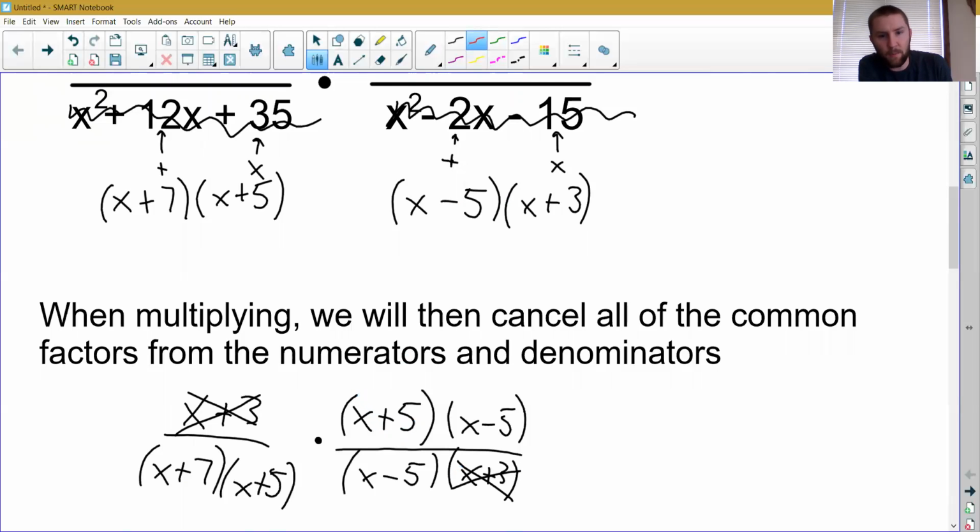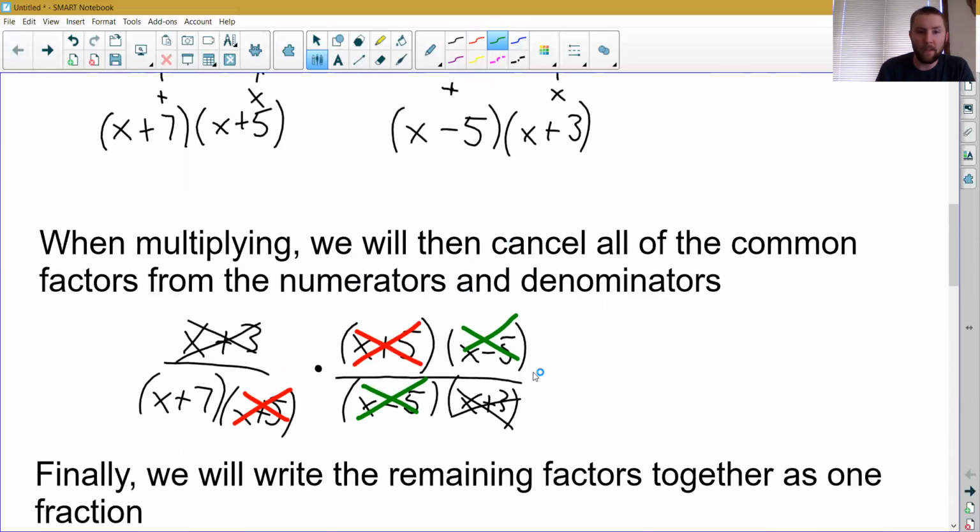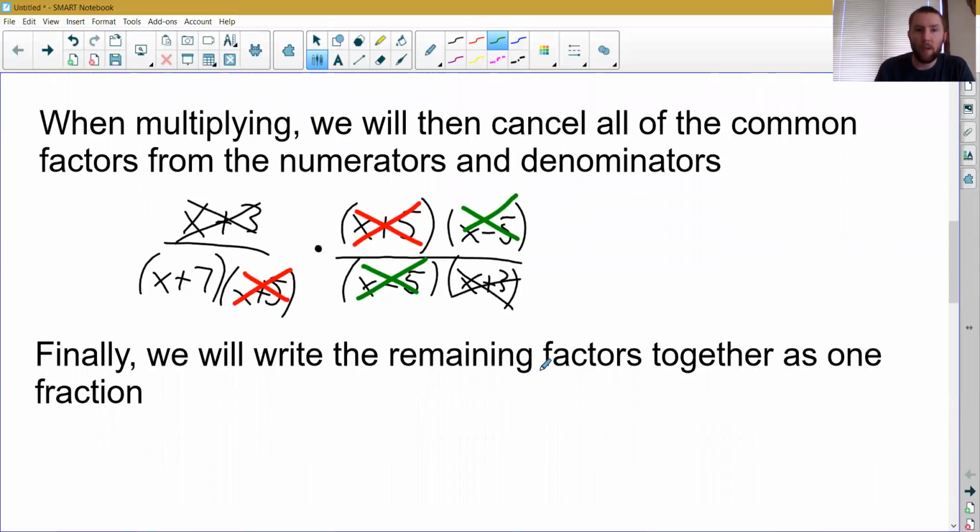I believe this x plus 5 can cancel with this x plus 5. And I believe that this x minus 5 can cancel with this x minus 5. Okay? So those are the things I can cancel out. There's nothing left on the top, actually, so there's obviously no more factoring that I can do. But when I'm done canceling everything out, we're then going to write the remaining factors all together as one fraction with no more multiply sign.